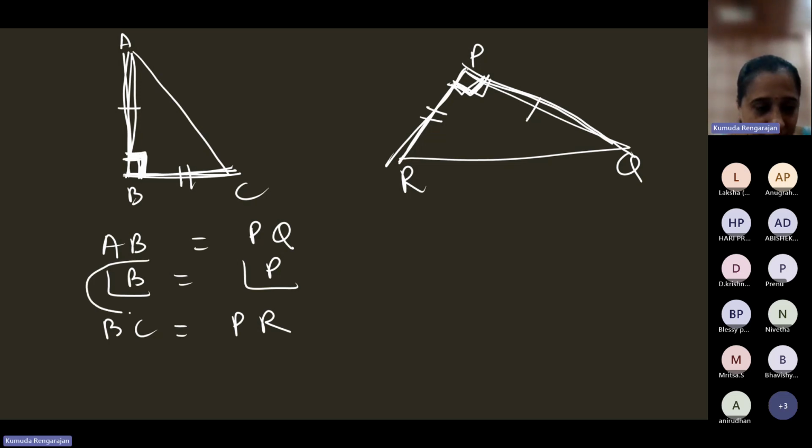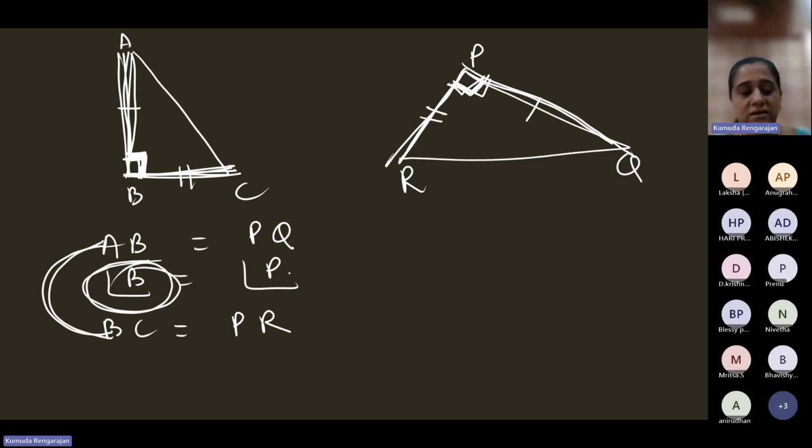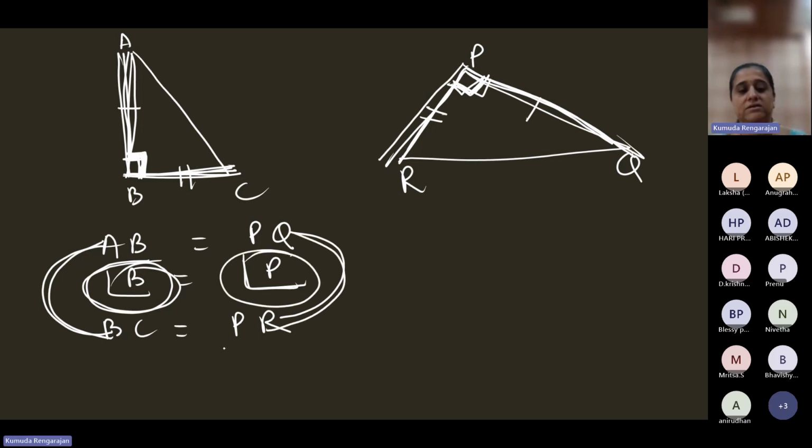Now for this angle B, these are the arms, AB and BC. AB and BC are the arms of angle B. And in the other triangle, PQ and PR are the arms of angle P. That's what makes SAS: two sides and the included angle. So these two sides will be the arms of this angle.